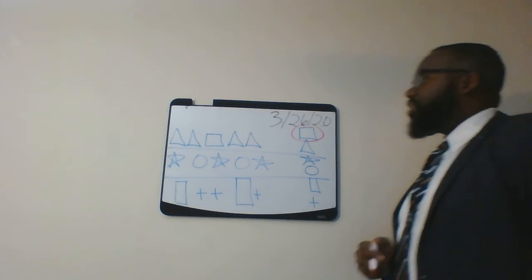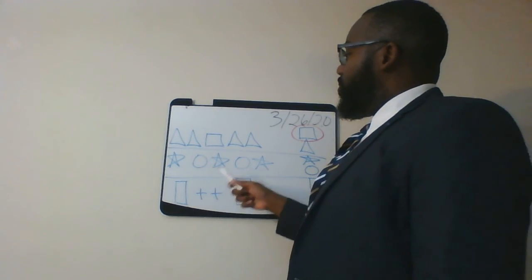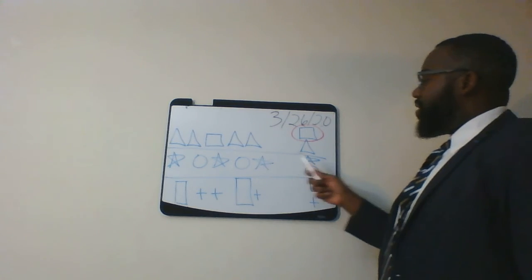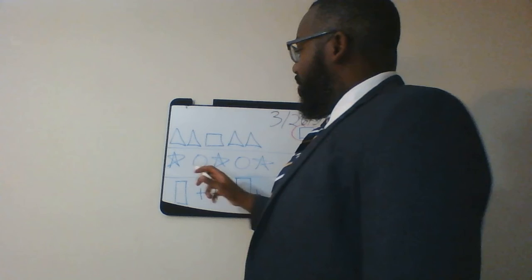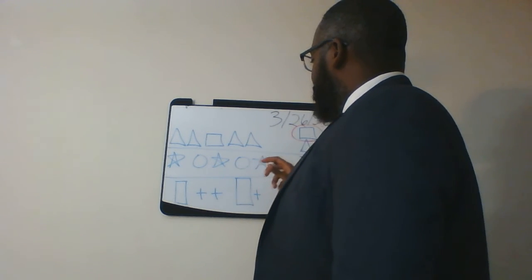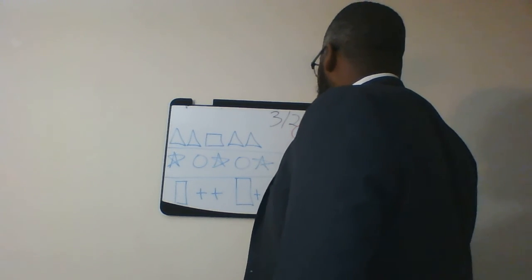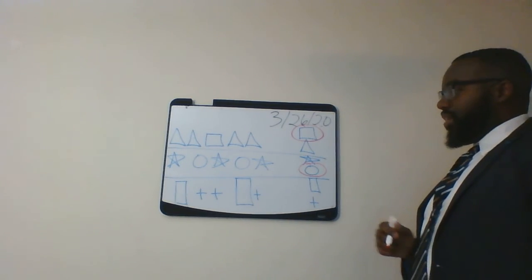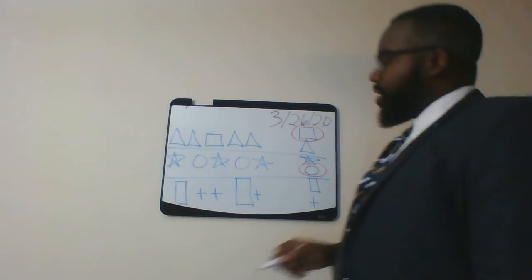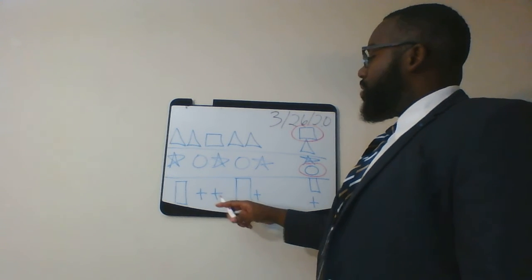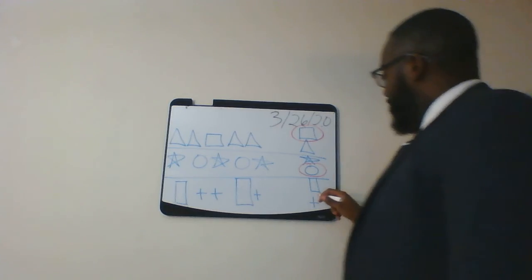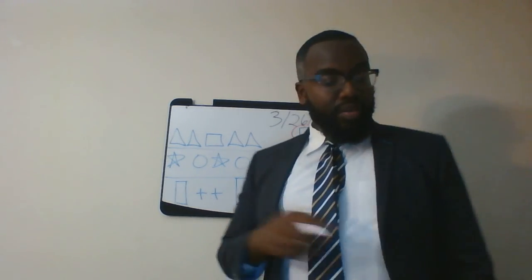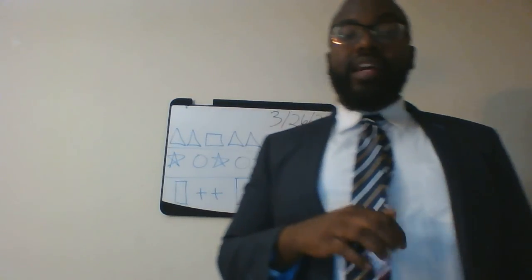Let's go over to the next one. We have star, circle, star, circle, star, star. That doesn't sound right. Let's try it again. Star, circle, star, circle, star. We circle. Put a circle on that. And let's do the last pattern. We have a rectangle, plus, plus, rectangle, plus. Good job. Plus. So as you look on page 142, make sure you take the time and circle what comes next in the pattern.